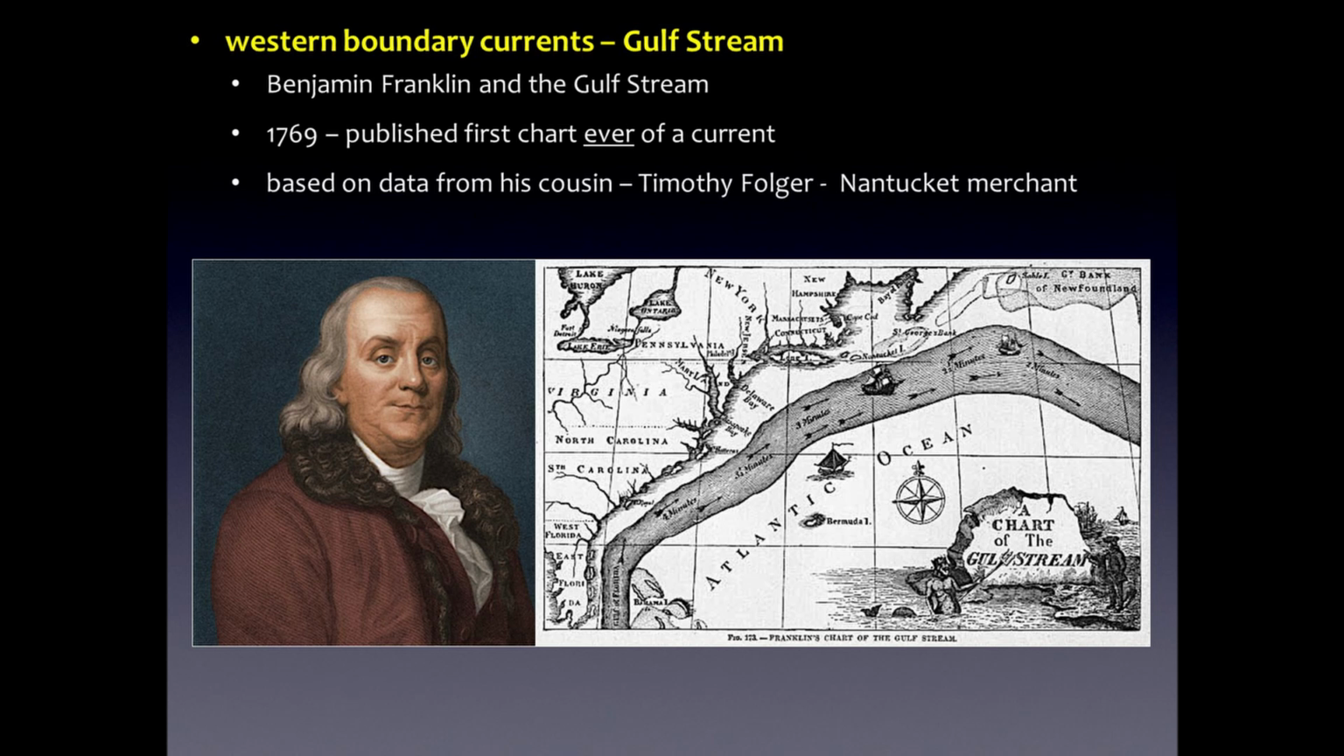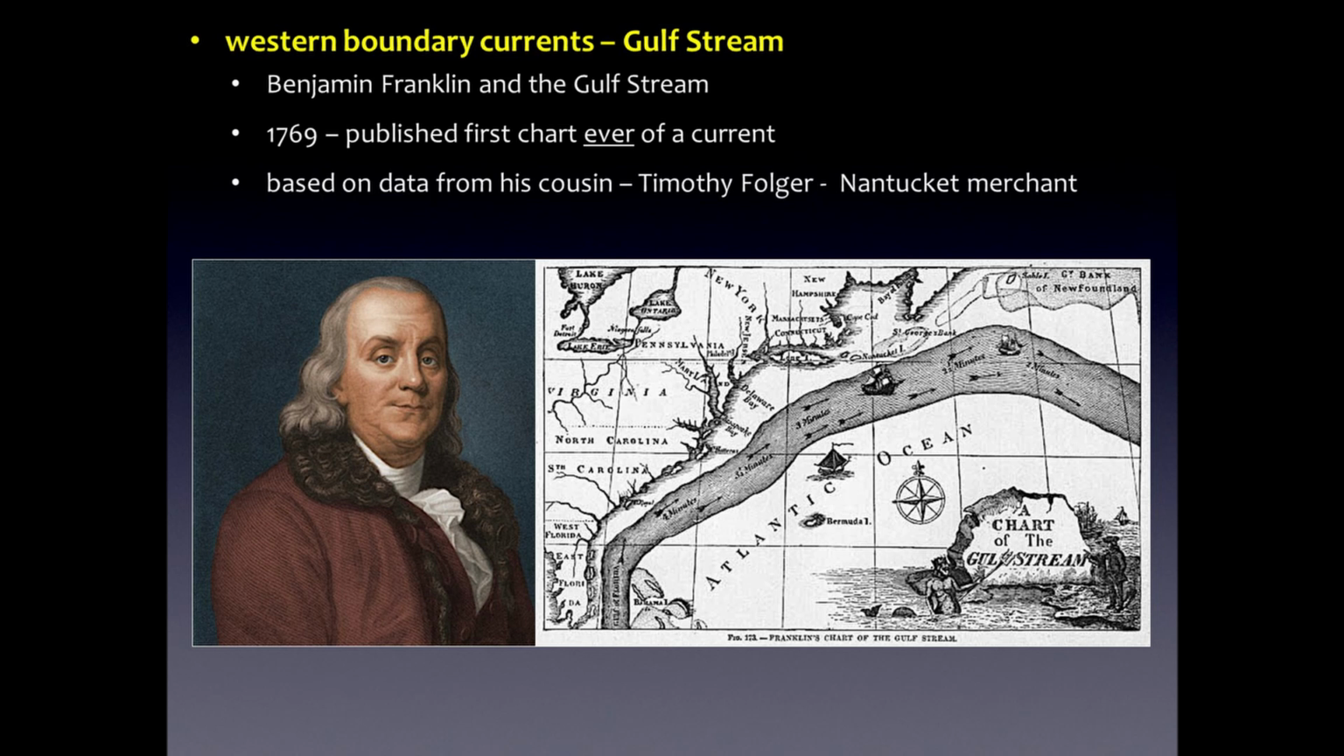Benjamin Franklin, of the flying a kite with a key at the end and the lightning storm fame, published about the Gulf Stream way back in 1769, and he actually published the first ever chart. Remember, this is a map of a current. What he got his data from was he had a cousin, Timothy Folger, who was a merchant in Nantucket, and other merchants who would rely on shipping goods to and from Europe, and they always took advantage of moving along this current because that allowed them to travel much faster.